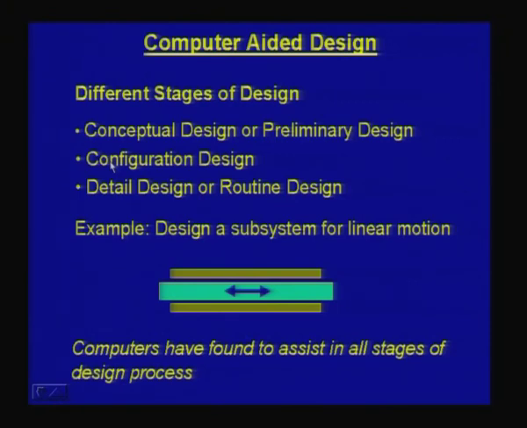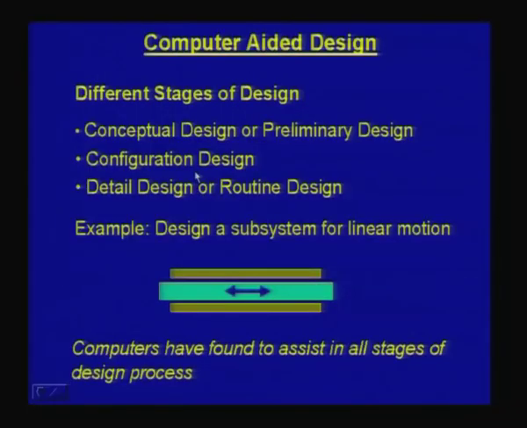Configuration design looks at what combination of parts or components can be put together to make a complete product, and in detailed design one looks at giving the exact dimensions and the exact form or geometry to the component or product which is designed. If we look at the way computer aided design has evolved, most CAD tools were initially used in detailed design or routine design, but nowadays they are also being used extensively in configuration design as well as conceptual design.